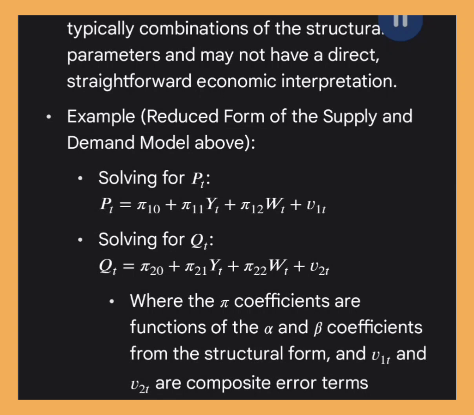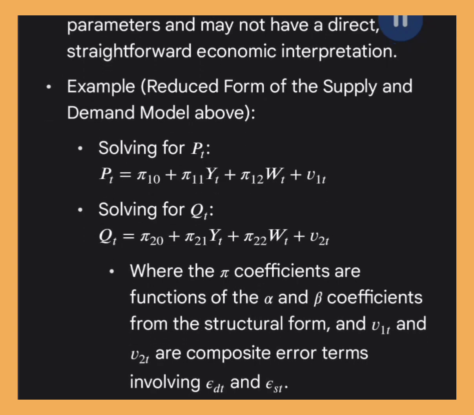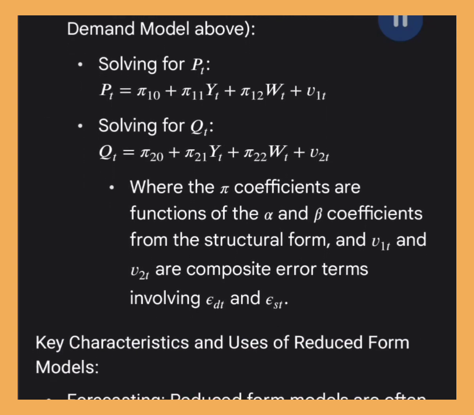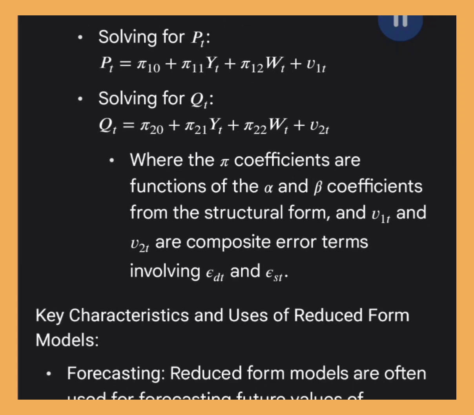Solving for $P_t$. Solving for $Q_t$. Where the $\pi$ coefficients are functions of the $\alpha$ and $\beta$ coefficients from the structural form, and $v_{1t}$ and $v_{2t}$ are composite error terms involving $\epsilon_{dt}$ and $\epsilon_{st}$.